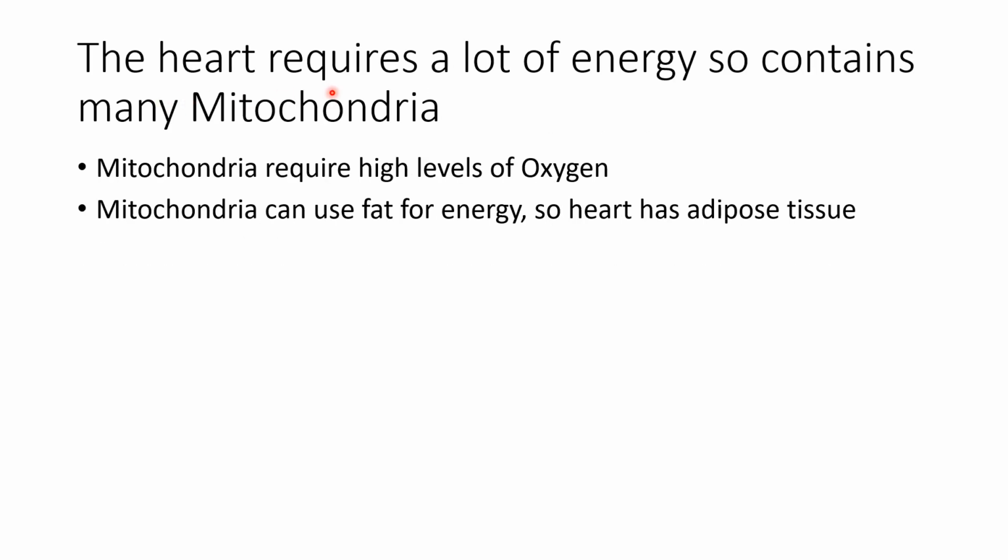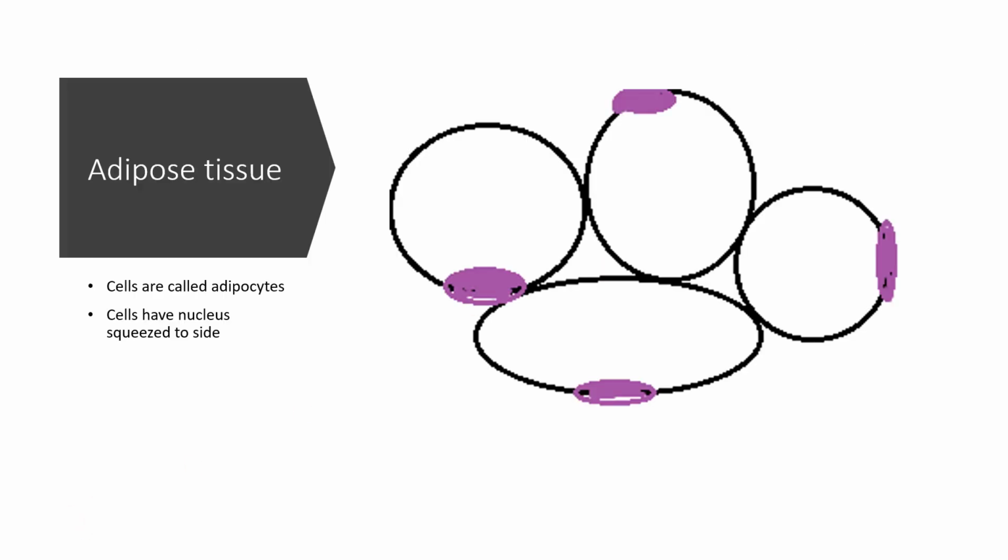Now, one of the things that happens is the heart requires a lot of energy, and so it has a lot of mitochondria. In general cell biology, you have learned that mitochondria need oxygen to run their production of energy. So as mitochondria require a lot of oxygen, the heart, the myocardiocytes, require a lot of oxygen. And for energy, they tend to use a lot of fat. So the heart has adipose tissue surrounding it, so it can have the energy stores it needs to maintain life.